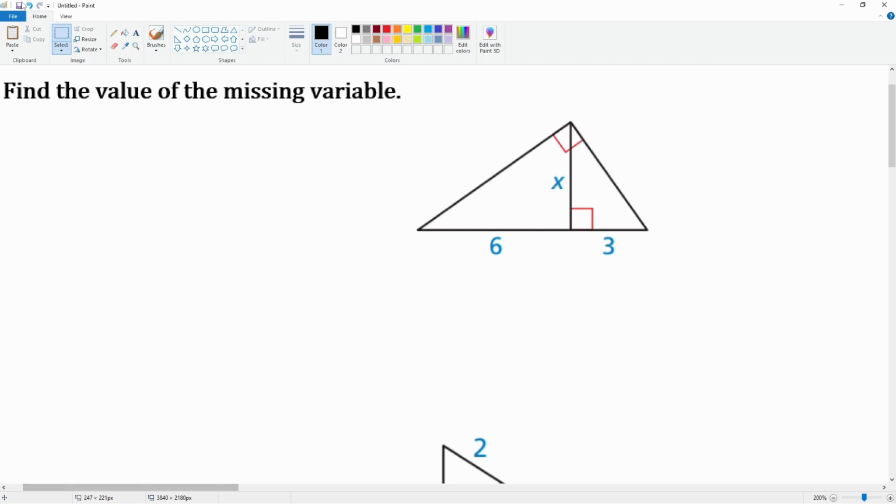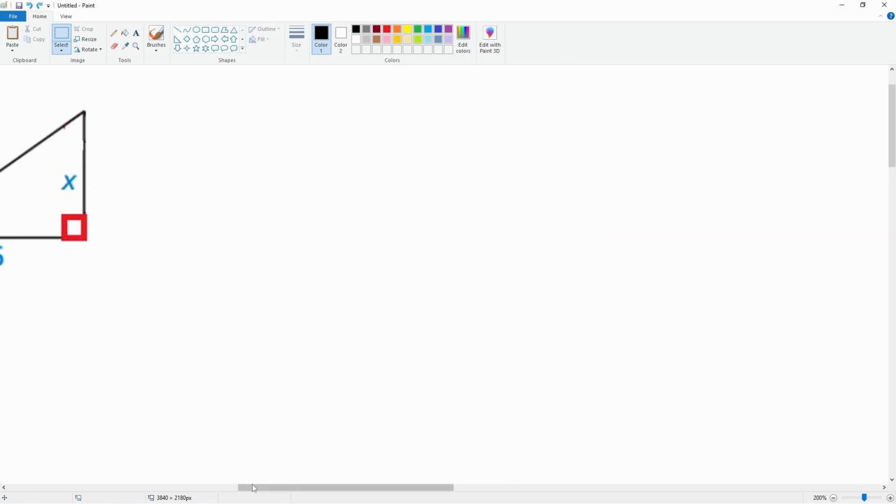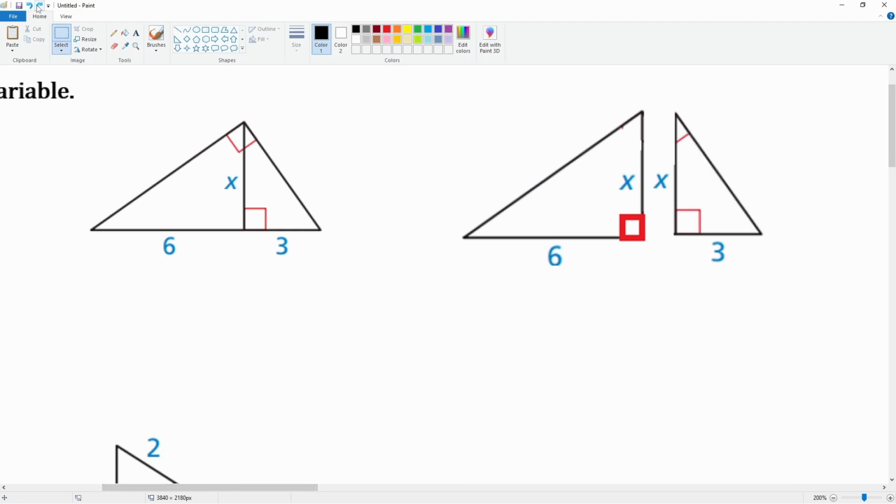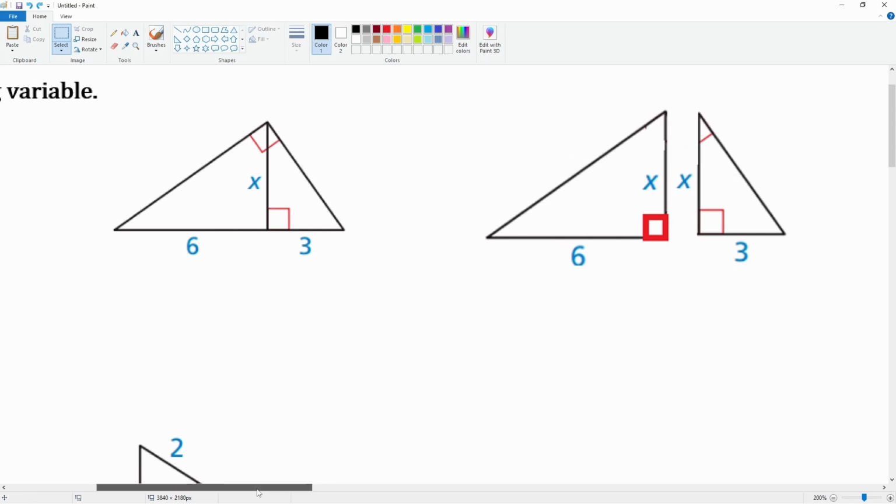So what I'm going to do is split it. Notice the left side was x and 6, and the other part is x and 3. This is useful, right? Because you have the long side and the short side known here. This allows you to actually set up the ratio.